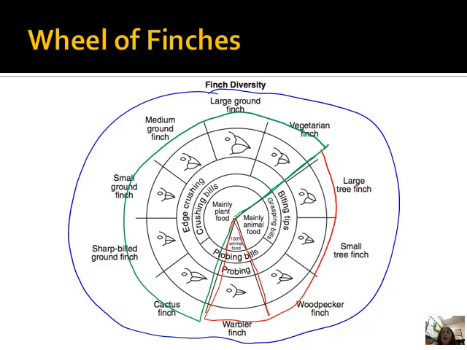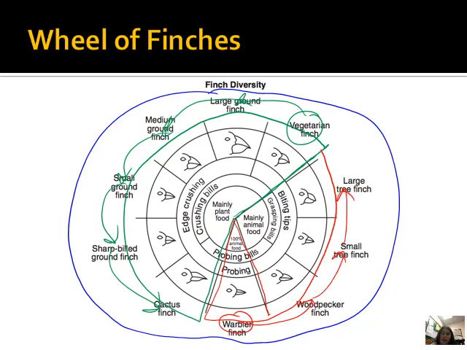So when you're looking at the wheel of finches, the first thing you need to know is who is going to compete with who. Organisms that eat the same food will compete with each other. So the vegetarian finch will compete with the large ground finch, the medium ground finch, the small ground finch, the sharp-billed finch, and the cactus finch. The warbler finch is going to compete with the woodpecker finch, the small tree finch, and the large tree finch.